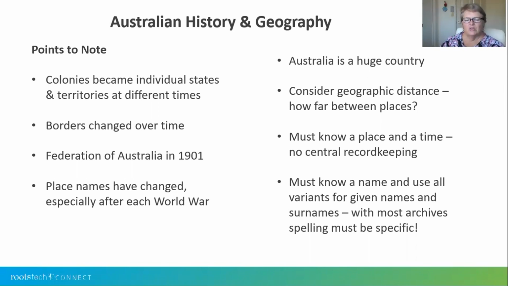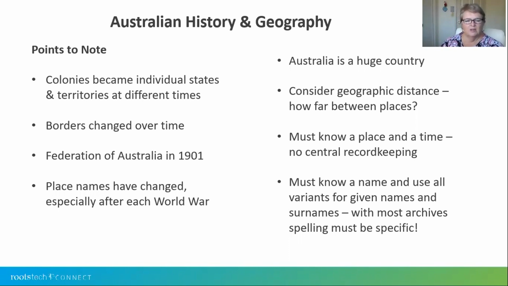Australian family history is largely dependent on our own history and geography. Our colonies were created at different times. The borders changed. And then in 1901, the colonies joined together for the Federation of Australia. You need to know when all of that happened because that determines where the records were.